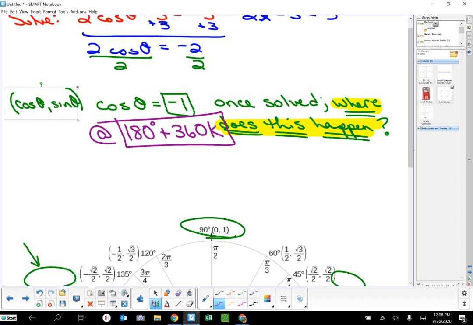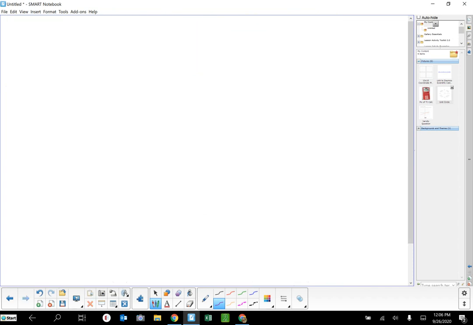Now, the next one, I think all the rest of them are going to have some constraints on them. So you won't have to deal with this 360K thing. So we're going to be talking about just one rotation of the unit circle. All right. So the next one is solve 2 sine squared theta minus 1 equals 0. All right. Well, we want to get the sine squared by itself, so I'm going to move the 1 to the other side and change the sign.